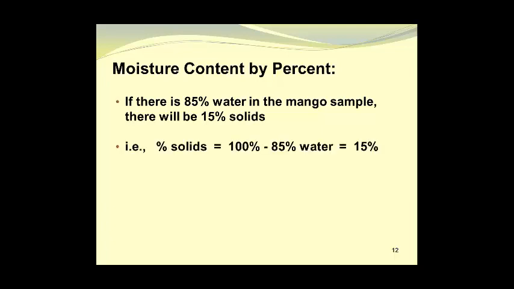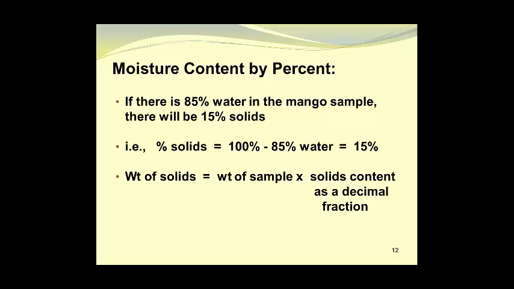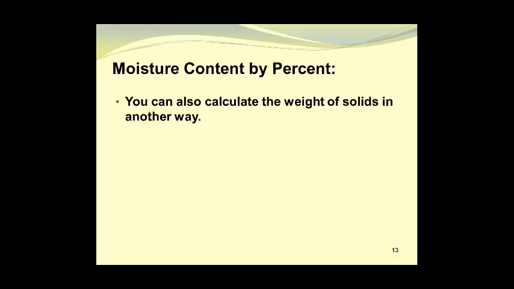If there is 85% water in the mango sample, there will be 15% solids, and we got that by this relationship. We take 100% minus 85% water, which gives us 15% solids. So the weight of solids will be the weight of the sample times the solids content as a decimal fraction. Take 350 grams times 0.15, and that gives us 52.5 grams of solids present in that sample.